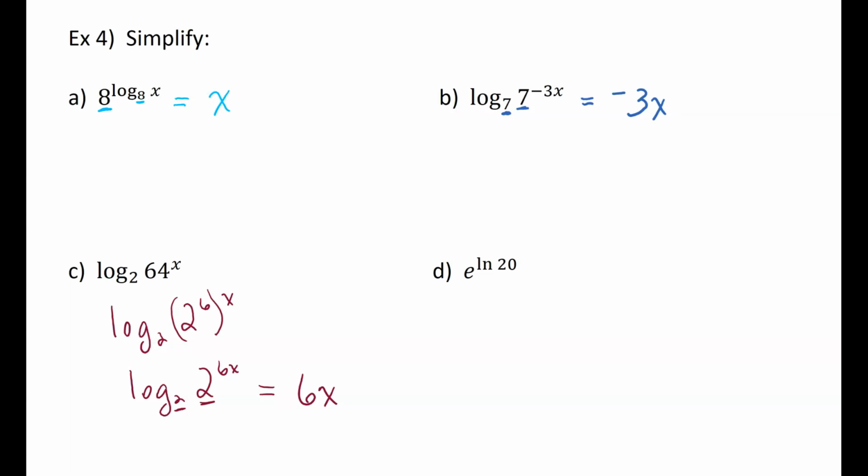All right, our last one. I have e raised to the natural log of 20. Right, and so again, what do we recognize natural log to be? It's a base of e. So this is doing the same thing as e raised to the log base e of 20. And so again, the base of this is equal to the base on the log and the exponent. Therefore, this piece is equal to 20.